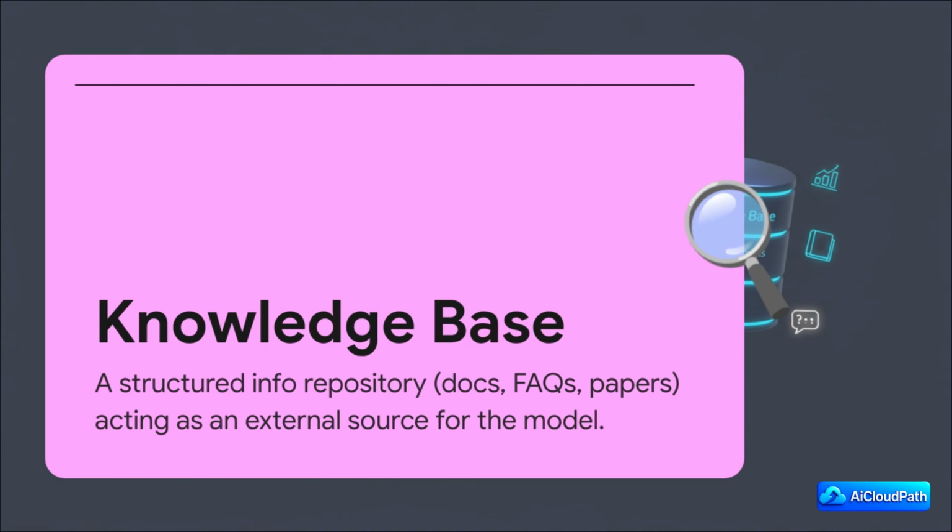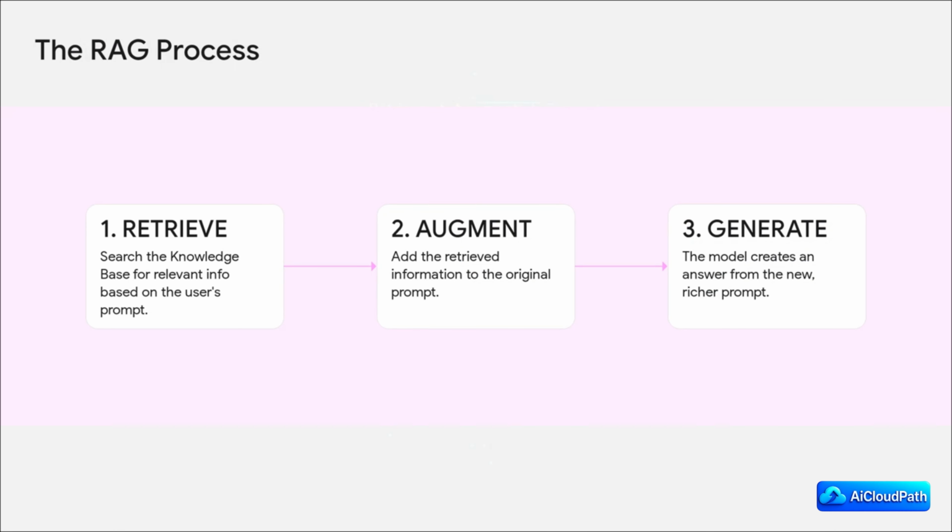And this leads us to the absolute heart of any RAG system, the knowledge base. Now, this is just a fancy term for a curated collection of all the information you want your AI to know. Seriously, think of it as the model's external memory or its own personal cheat sheet packed with your company's unique expertise. And here's how it all comes together in a really simple three-step process.